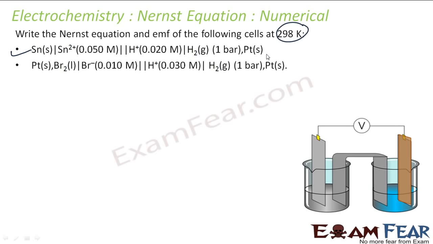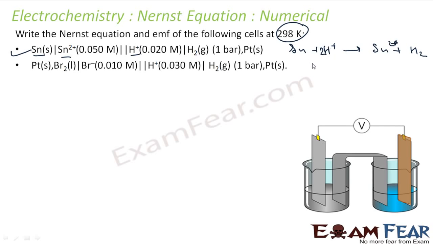First write the balanced equation for this. Sn becomes Sn2+. Then H+ is reduced to H. So there are two hydrogen, there has to be 2 H+. This is my balanced reaction.